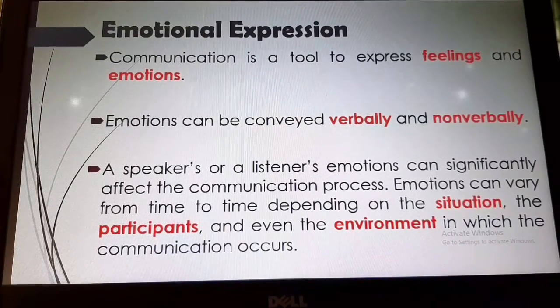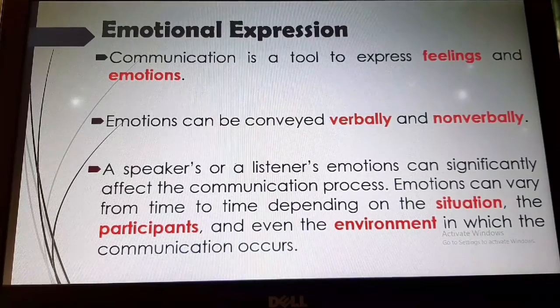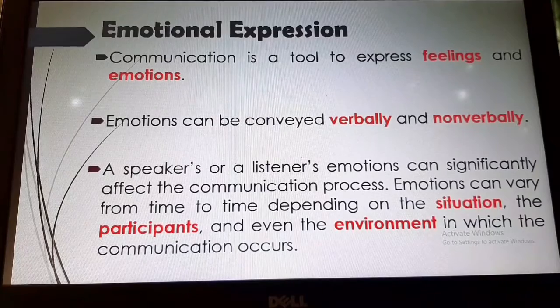A speaker's or a listener's emotions can significantly affect the communication process. Emotions can vary from time to time, depending on the situation, the participants, and even the environment in which the communication occurs. So you are expected to be happy when there is a celebration of success, though anyone can cry whenever he or she is happy, sad, surprised, or even angry.